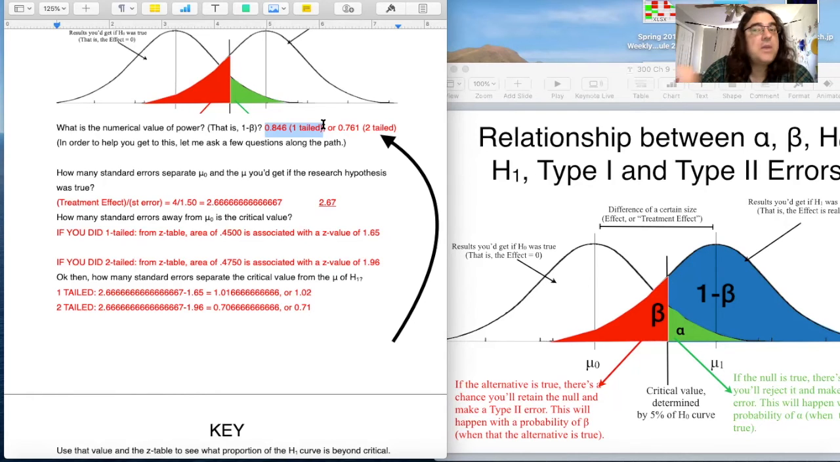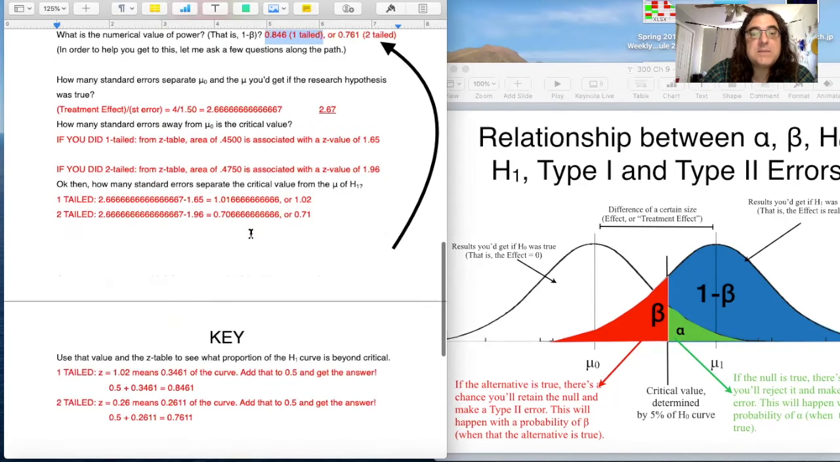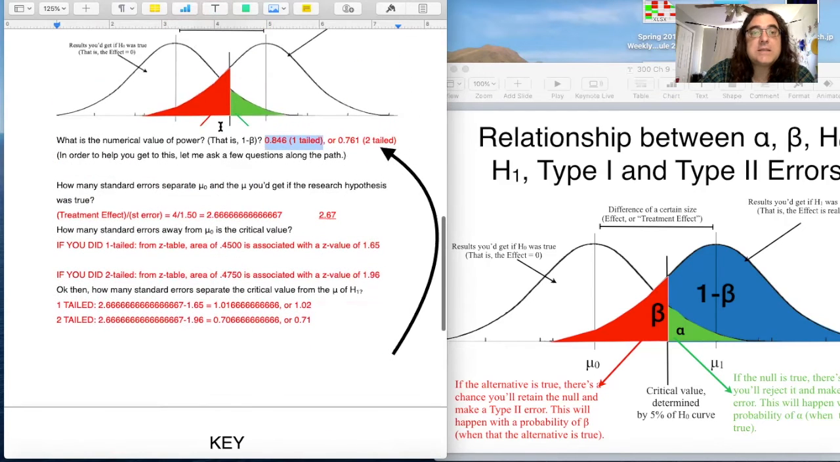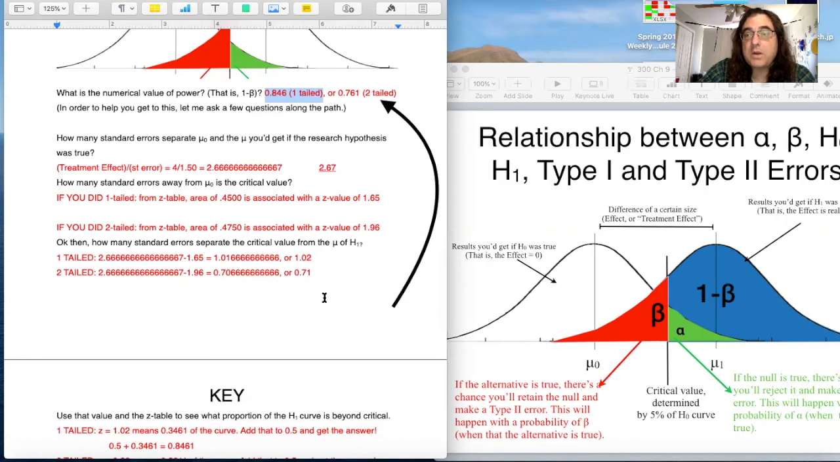If you did it two-tailed, the only thing that actually comes to make any difference is that instead of using 1.65, you're using 1.96. 1.96 is the familiar value we have from a two-tailed t-test. That means going 0.4750 in either direction, drawing a critical value right here, so that the last 2.5% is out here in the tail. That means going 1.96 standard deviations to that critical value. So 1.96 is that distance, meaning that the leftover distance to go, from 2.66, is actually 0.71. You are short less than 1 standard deviation.